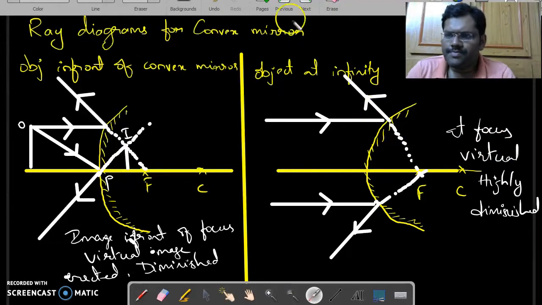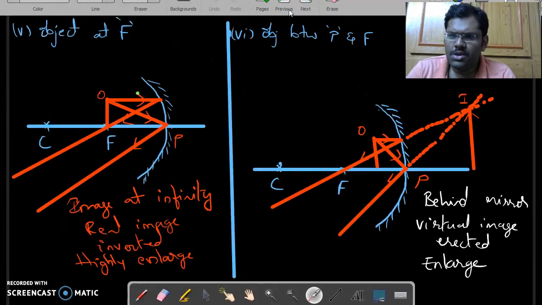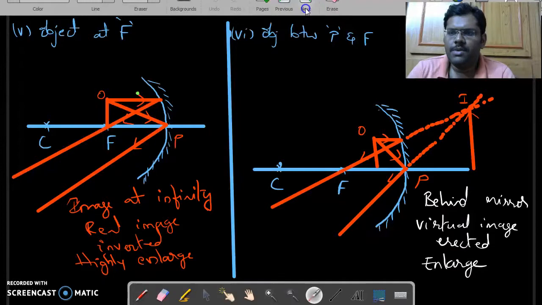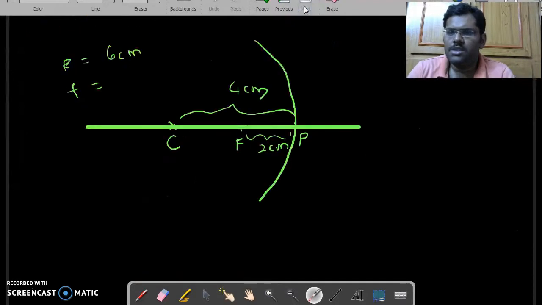These are the ray diagrams which you need to learn carefully, and you need to practice very well. The same ray diagrams will come again in the 6th chapter. In the 6th chapter, I will explain them very neatly.